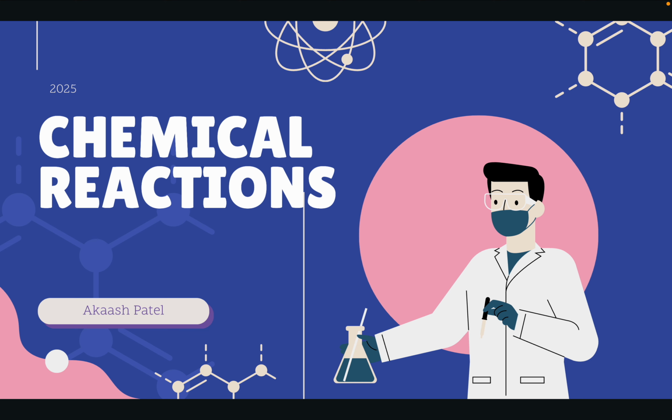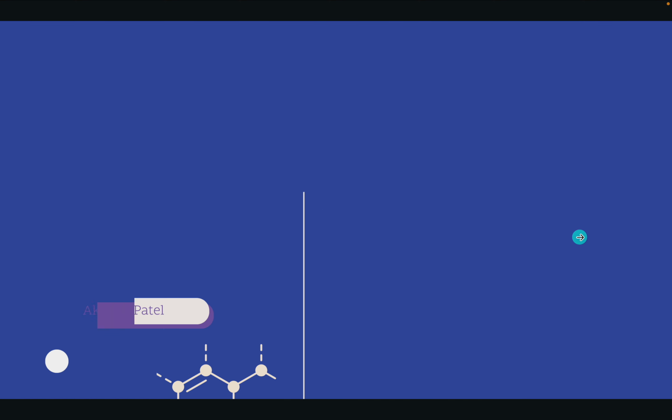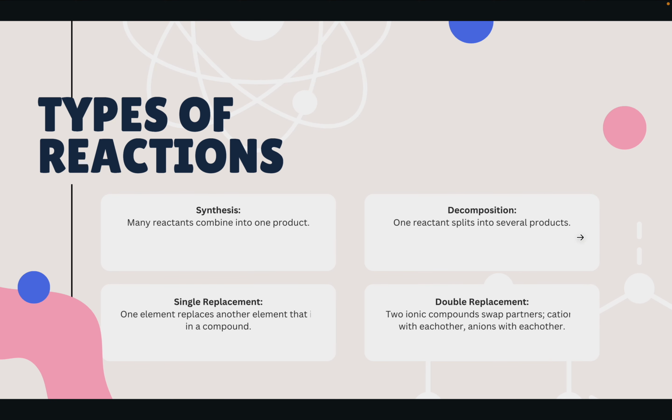We're looking at chemical reactions. So first, we know the types of reaction. There are 5, but the 4 most important ones to identify are these. First is synthesis, where many reactants combine into one product. Reactants, remember, are the stuff on the left. Products are the stuff on the right.